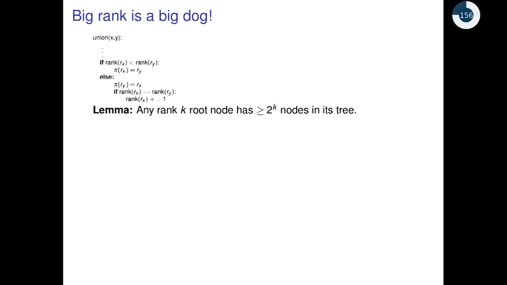Okay, so this is what it says. Any rank K root node has a lot of nodes. If my rank is K, the number of descendants I have is 2 to the K. The number of people whose pointer structure, if I chase them, end up at me is 2 to the K. It's very large. So it's exponential in my rank, the number of vertices below this root. Okay, so it's induction. So what's the base case?